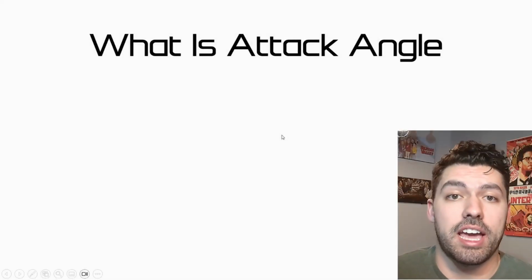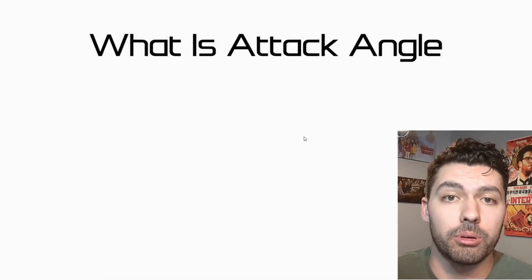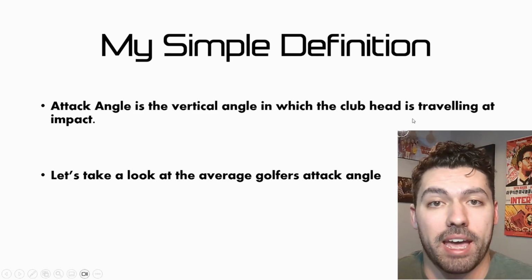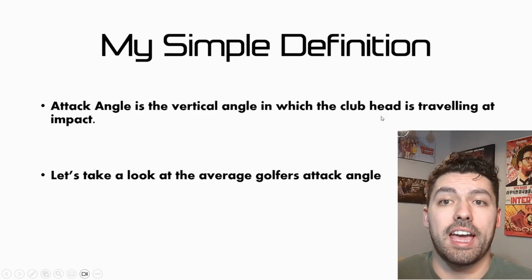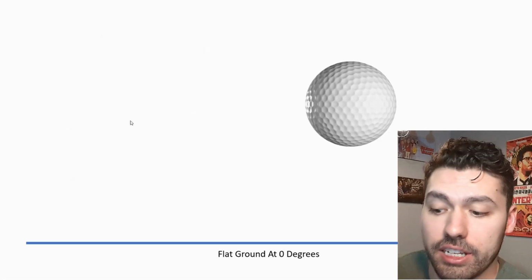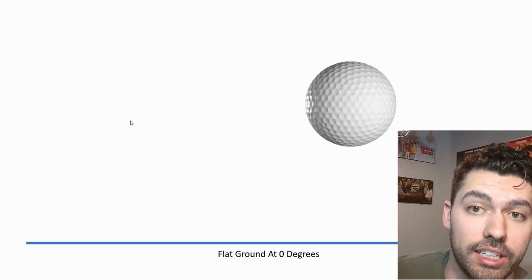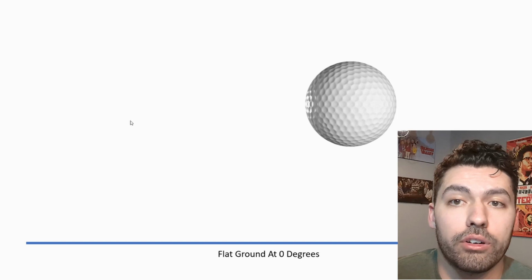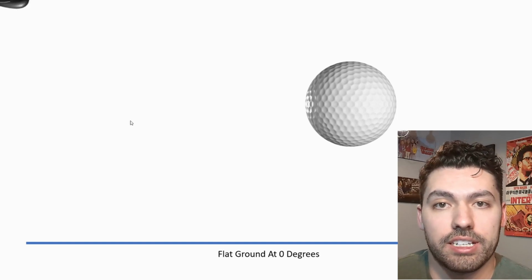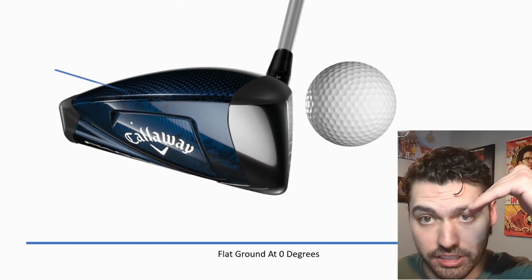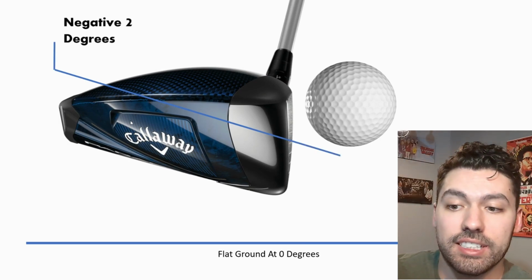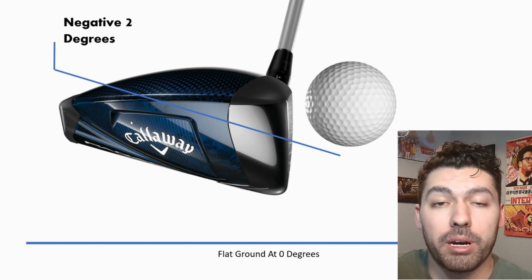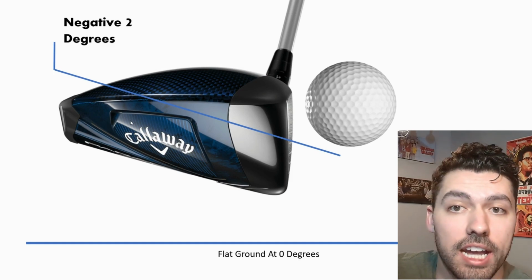So defining angle of attack or attack angle is honestly really simple. It just refers to the angle in which the club head is traveling at impact. So let's take a look at the average golfer's attack angle right here. Now this is going to be all driver statistics related stuff. So we've got our flat ground at 0 degrees, and the average golfer will have a -2 degree attack angle. So it comes down steep at impact. Now, is this line realistically 2 degrees from the flat ground? Probably not, but for the purpose of the video, I did just have to exaggerate it a little bit.